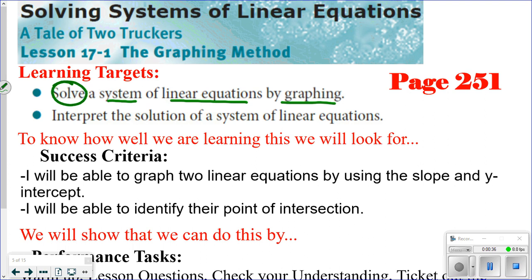Notice it says equations, so we are going to have equal signs again. So there's going to be no shading. And then we're going to interpret the solutions of a system of linear equations. So how many solutions does it have? What is the solution? And maybe what does that mean in terms of our story problem?